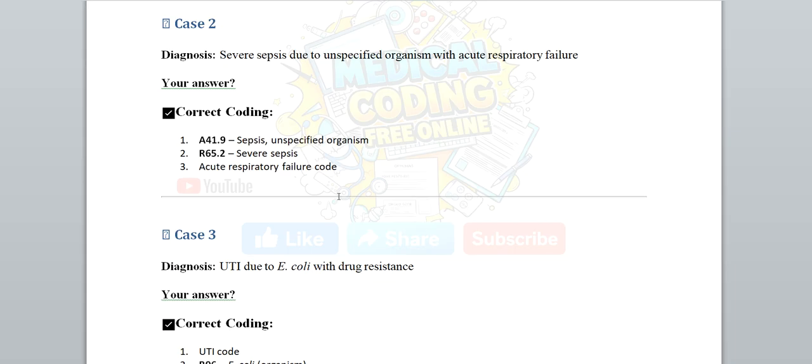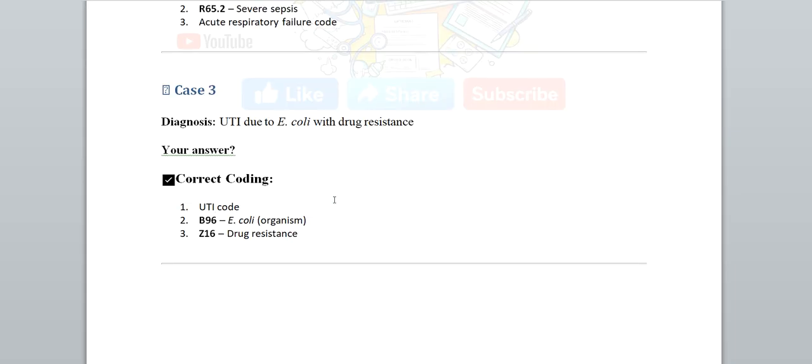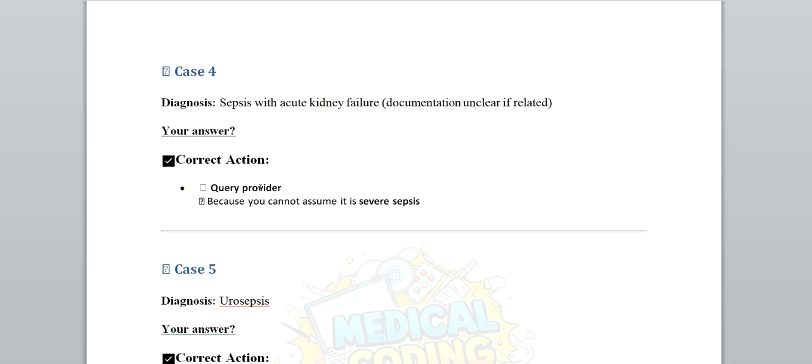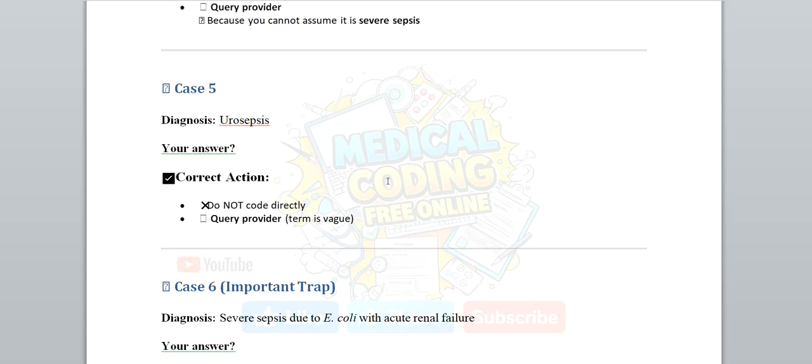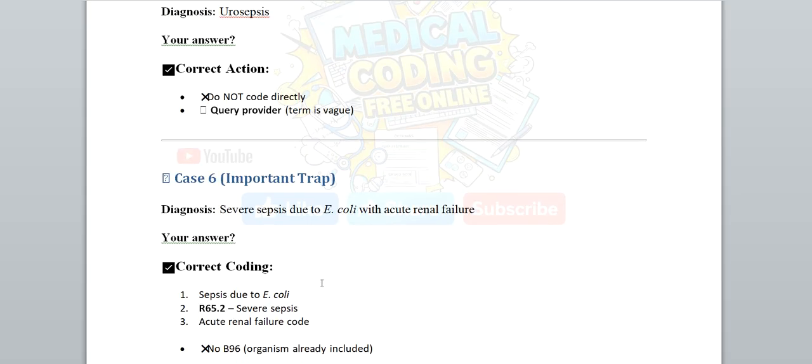Okay. Next, UTI due to E. coli drug resistance. So this is the UTI code, also mention E. coli organism, next drug resistance. Next, diagnosis: sepsis with acute kidney failure. Documentation is unclear if related. So query the provider, because you cannot assume severe sepsis. So case 5, urosepsis. Do not go directly; query the provider.